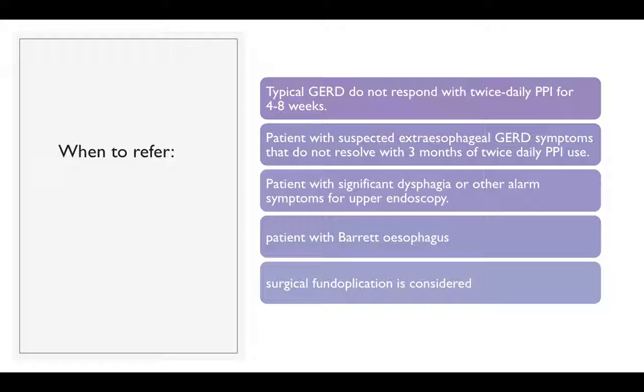Patient with significant dysphagia or other alarm symptoms needs upper endoscopy. So if there is an alarm symptom, if there are any red flags, you will ask your patient for endoscopy, and definitely for that you have to refer your patient to a gastroenterologist. Those patients who are having Barrett's esophagus, we will refer them. And surgical fundoplication. If surgery is needed, we'll ask the patient to go for gastroenterology review.